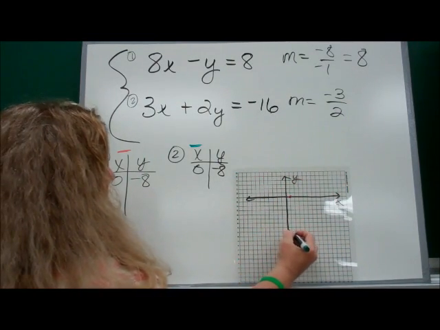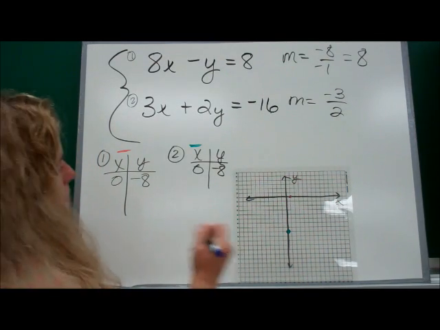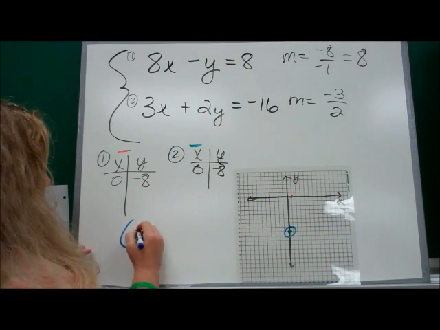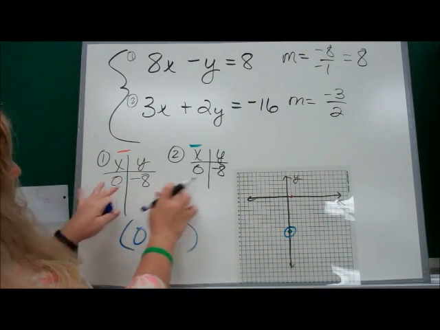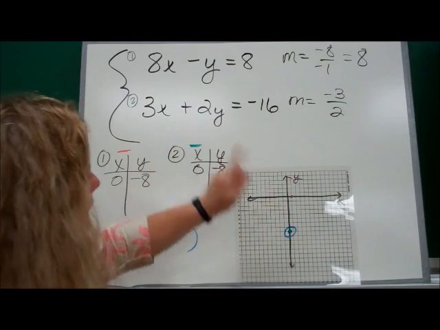Oh, look, there's our point of intersection. You guys, I'm sure you're smart enough, you would have seen that. The solution is the point 0, -8. You would have seen it here, but if you have to graph the lines, which you do when you solve by graphing, this is what you do.